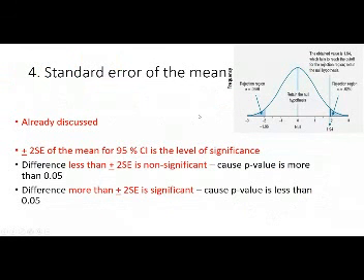And next is the standard error of the mean. We had already discussed this one. We know that plus minus 2 standard error of the mean for 95% confidence interval is the level of significance. And difference less than plus minus 2 standard error is non-significant, because in this case the p-value is more than 0.05, and we know by now that the cutoff p-value for acceptance or rejection of a null hypothesis for 95% confidence is 0.05.